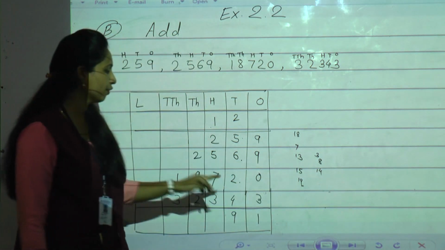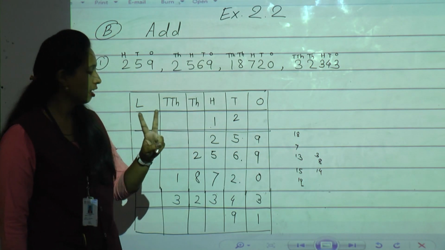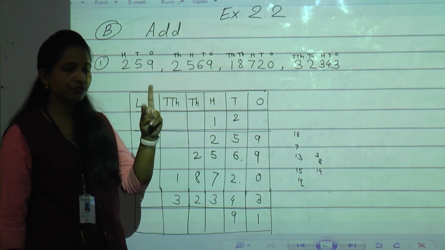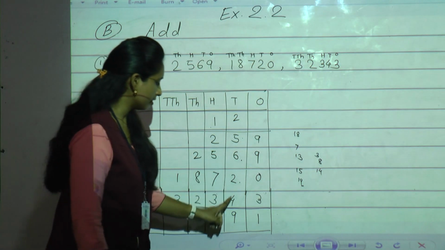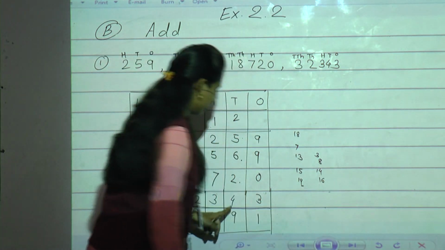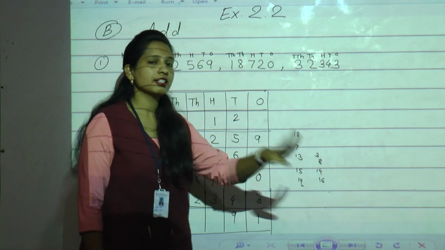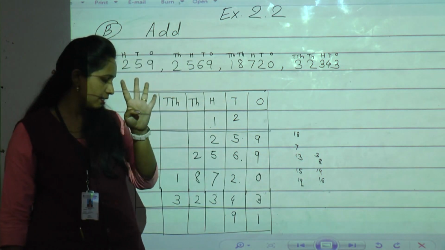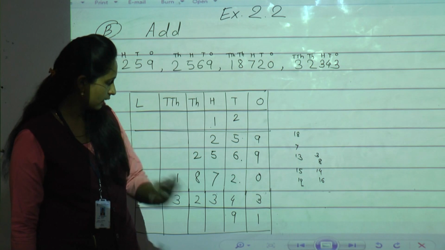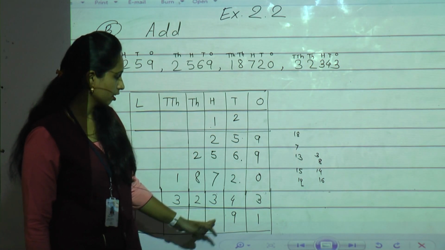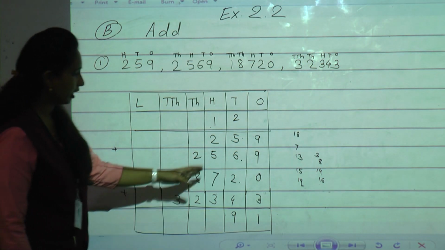Now in 14 we have to add again 2. 14 plus 2: 15, 16, and 16. I'll write here 16. Then again we have to add 4 in 16. Okay, now 16 plus 4... Sorry, what am I doing?